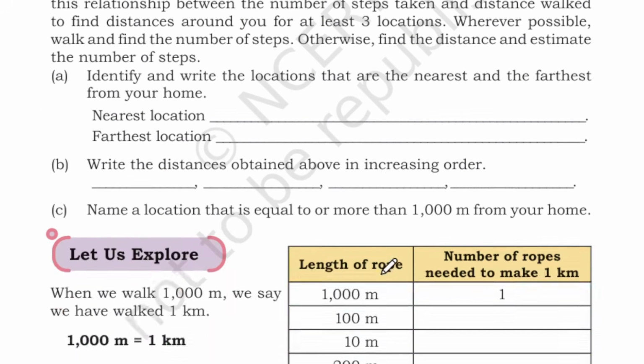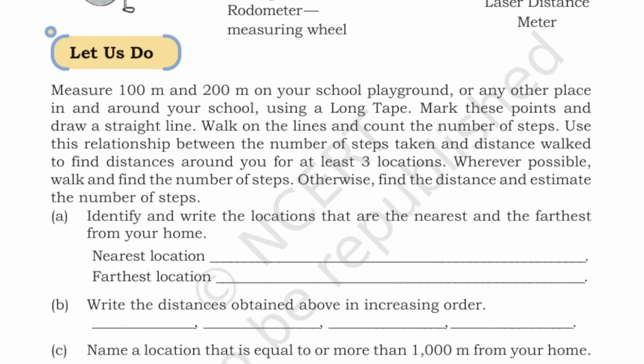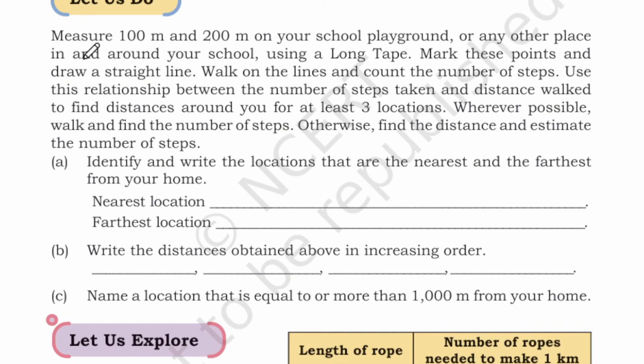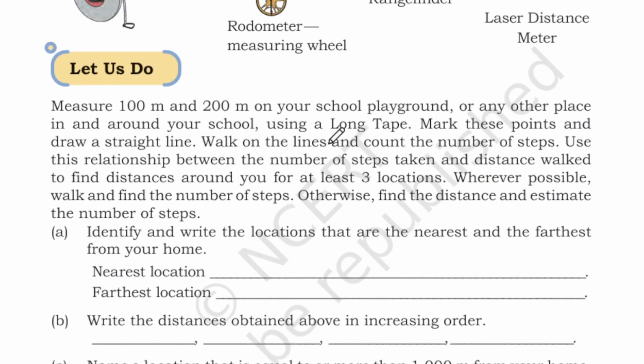So based on this we have a few questions. Let's find out these and complete. Measure 100 meters and 200 meters on your school's playground or any other place in and around your school. Using a long tape, mark these points and draw a straight line. Walk on the lines and count the number of steps. Use this relationship between the number of steps taken and distance walked to find the distance around you at least three locations. Wherever possible, walk and find the number of steps. Otherwise, find the distance and estimate the number of steps. So, this is your activity, students.